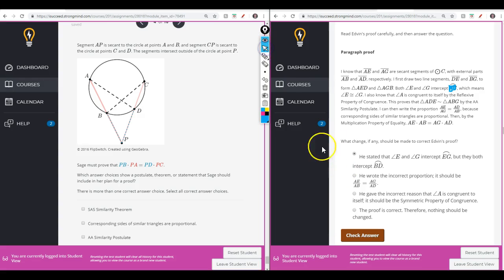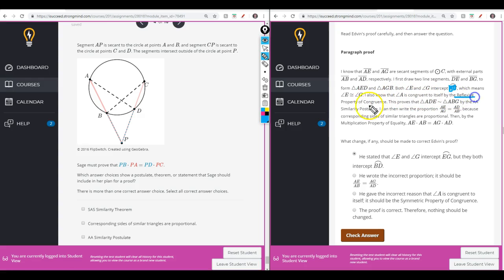Okay, so I'm going to scan through this. Since it's a paragraph proof, it's not as clean as the two-column proofs because we have to decipher what our reasons are. So I'm just scanning this to look for key terms.